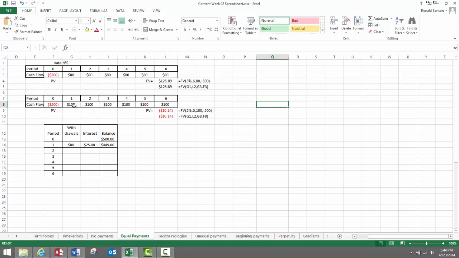Let's look at this if it was $100 that we withdrew each of the 6 years. Use the same equation, only referring to this row 8. You see down here it has 8s in it. And it comes out to a negative $10.14. This is, say, at the end of 6 years, after withdrawing $100 a year, you will owe $10.14. Essentially, that's interest that was unpaid earlier.